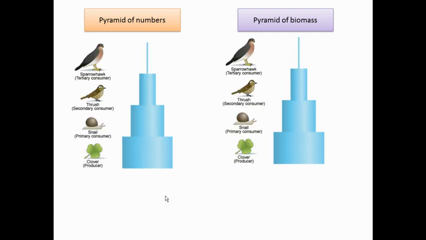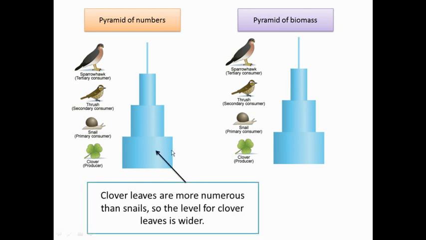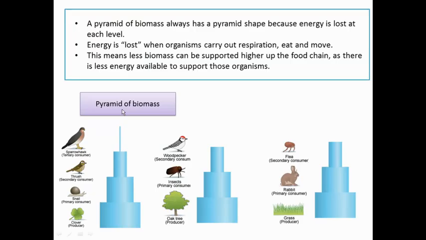And then the pyramid of numbers and biomass for this food chain, they should both look the same, okay? Because clover leaves are smaller, they're more numerous, okay? So there's going to be way more clover leaves than there are snails. And then finally, working beyond plus.